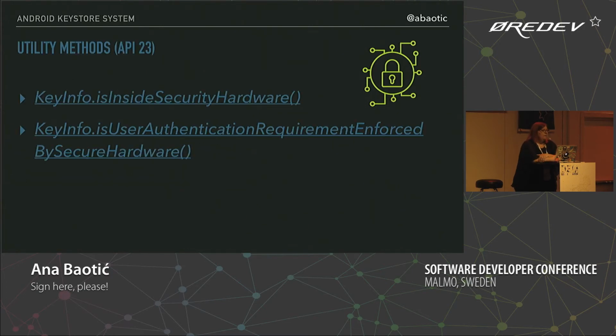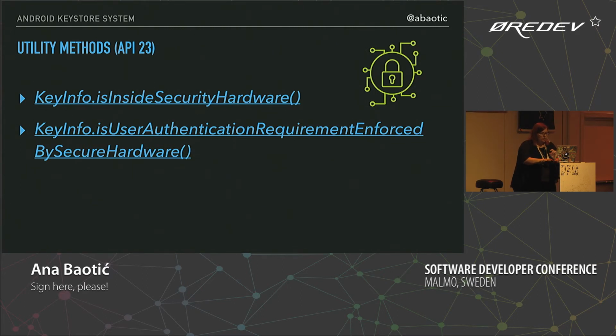Now, we have these utility methods available from API 23 that tell you whether or not something is inside security hardware. The first one says isInsideSecurityHardware, so that's pretty self-explanatory. And you have this long one, which I'm sure at least 10 people discussed how they were going to call it, and this big sausage was the way to go: isUserAuthenticationRequirementEnforcedBySecureHardware. But it gives you the information that you need, so we're going to let it slide.